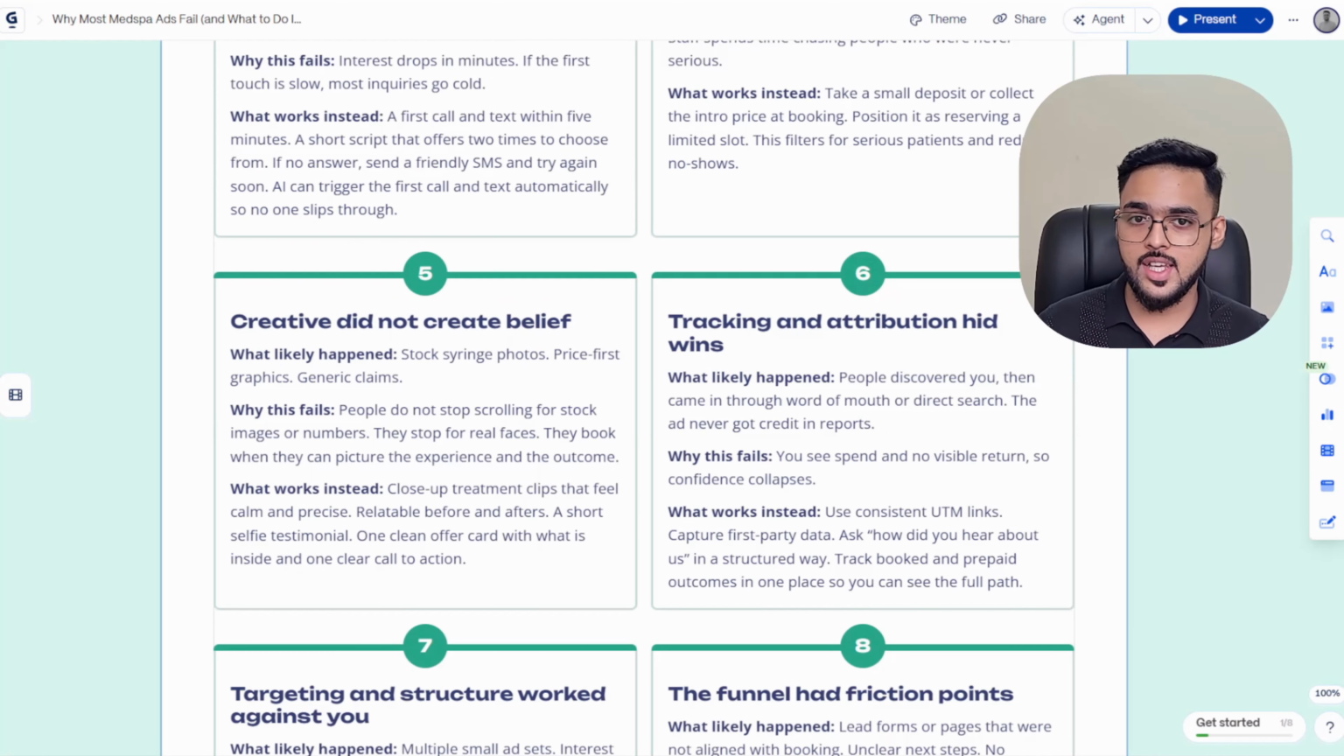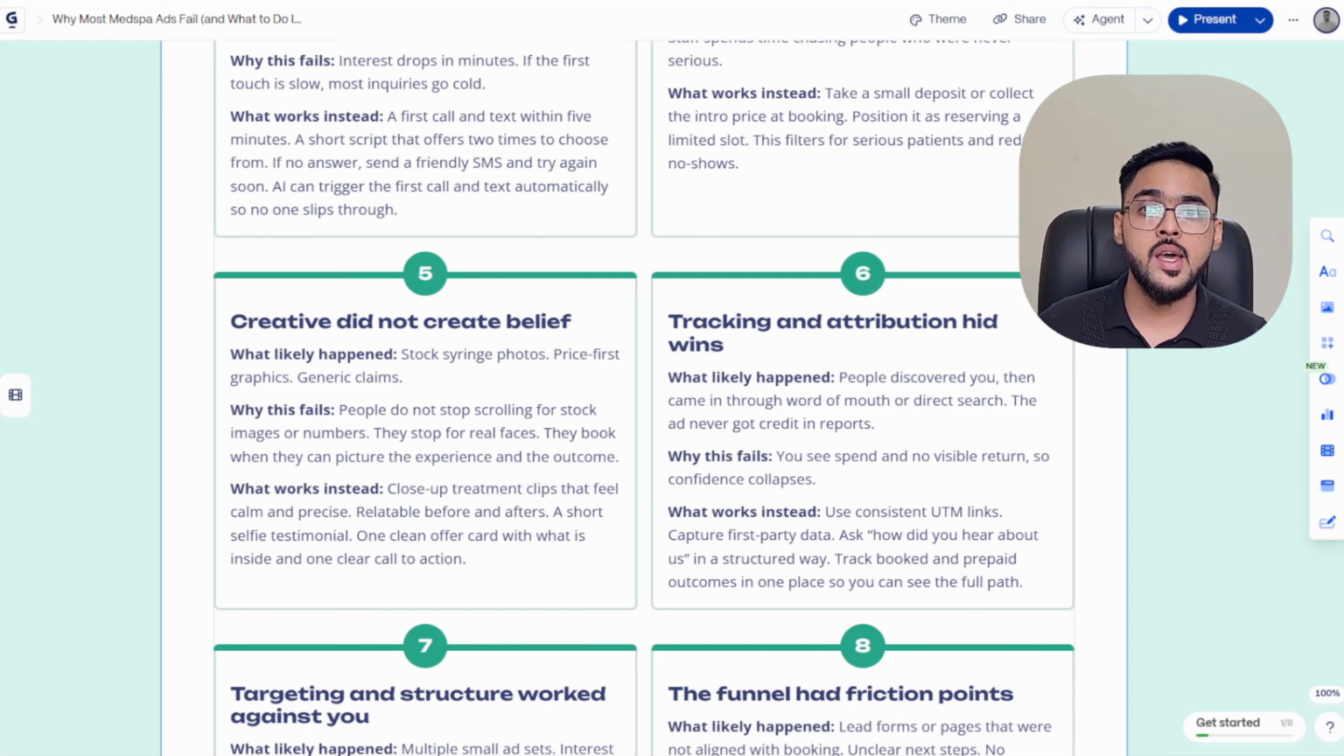The sixth reason is tracking. Here is what often happens in real life. Someone sees your ad, but instead of clicking it right away, they go to Google. They look at your reviews, maybe check your website, and that's how they decide to come in. When they arrive, they'll usually say, "I found you on Google." Well, they're not wrong. But what actually happened is the ad was the first touch that got them curious. Without the ad, they wouldn't have Googled you at all. The problem is because the ad doesn't get credit, it looks like you're spending with zero return.